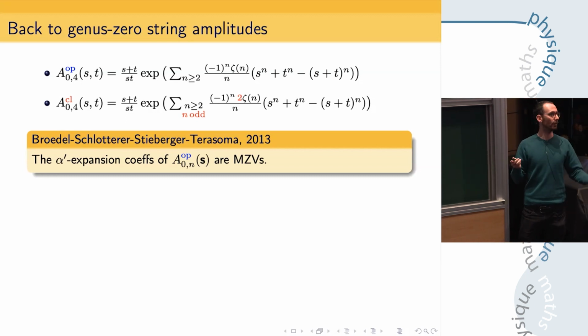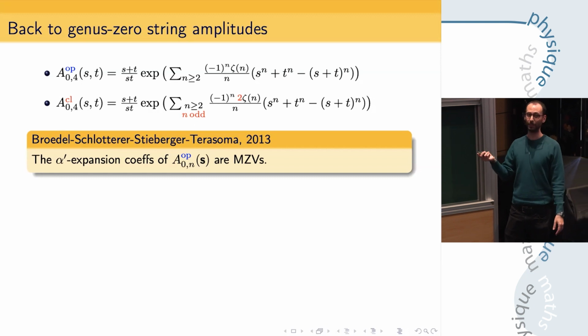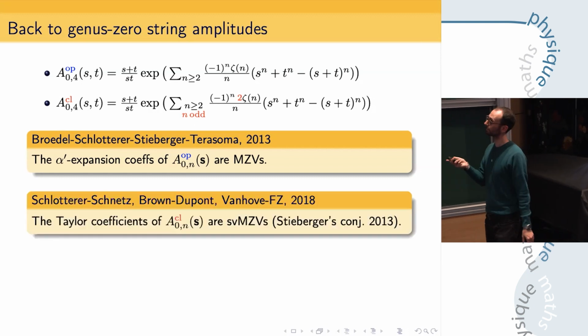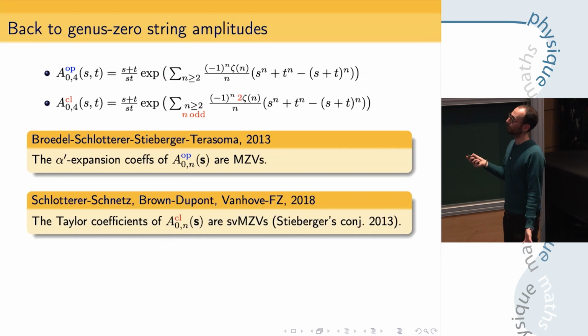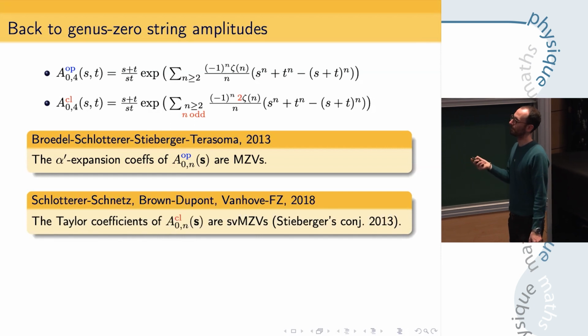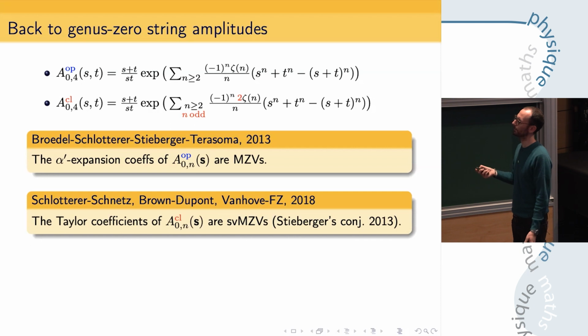And I'm going to say something more about this proof because it's related to the KZ equation. And more recently, it was proven something which was conjectured at the time by Stieberger, which is that the coefficients, sorry, I write Taylor coefficients, but it's not really a Taylor expansion.